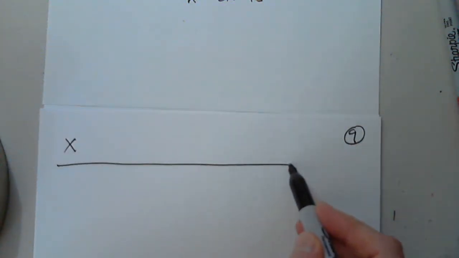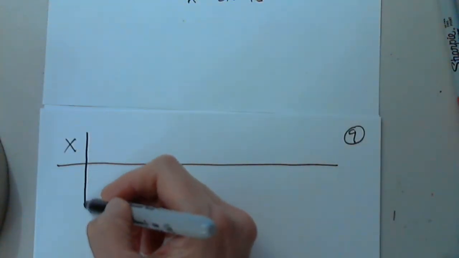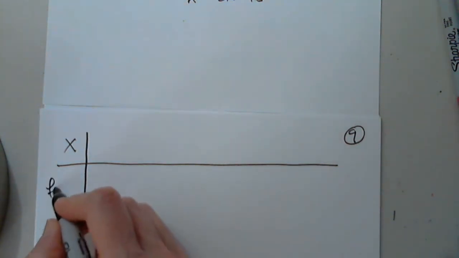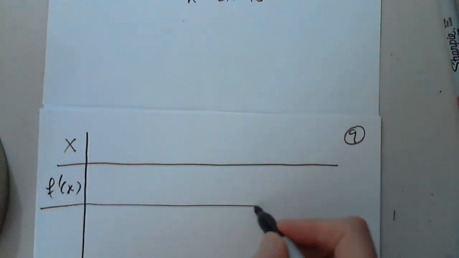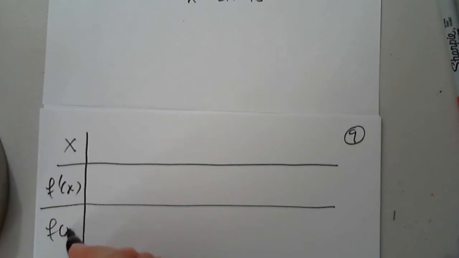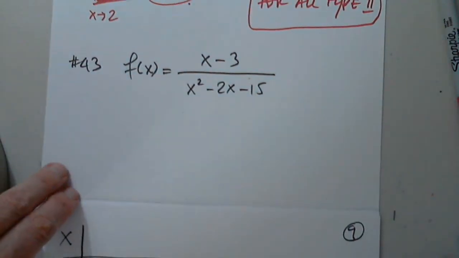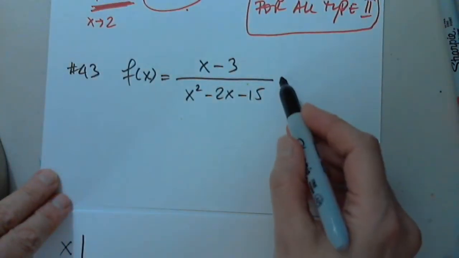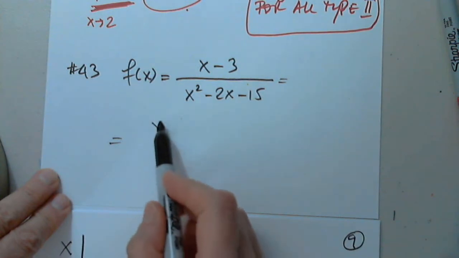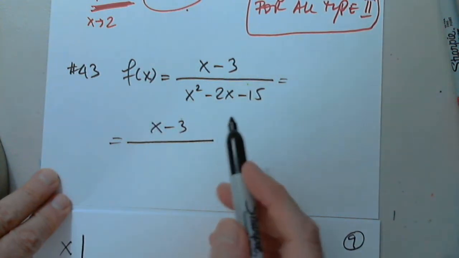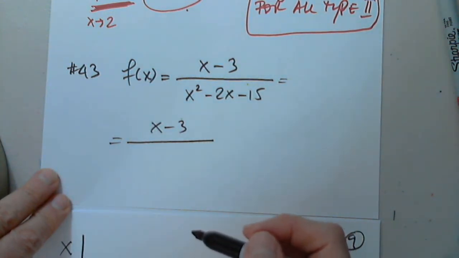Factor. Excellent, yes. And find the domain. Brilliant, yes. That's what I want you to say. Good. So can anyone factor this for us? x plus 3, x minus 5.